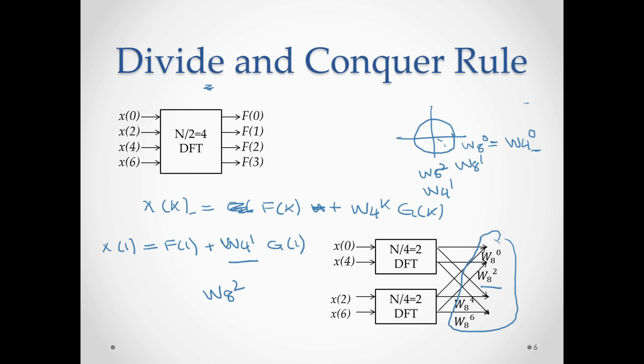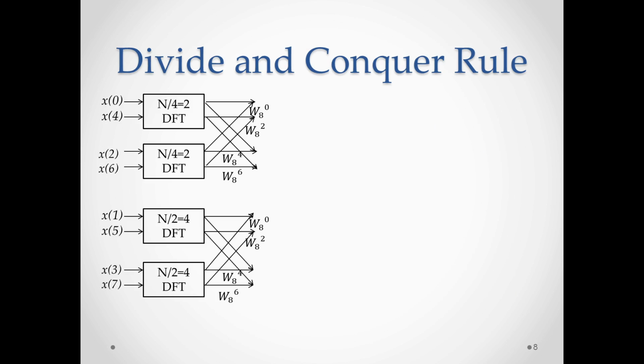By replacing this value in this diagram, what we get is something like this. This is basically the even part of even entries. Sorry, would be the even part of even entries. This would be odd part of even entries. This would be odd part of even entries, and this would be odd part of odd entries. So in this way, we reduce our 8-point DFT. We distributed that into 4 different parts.